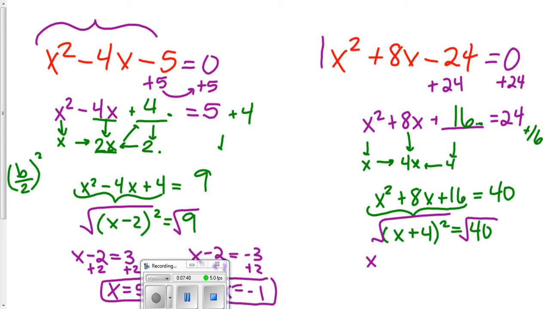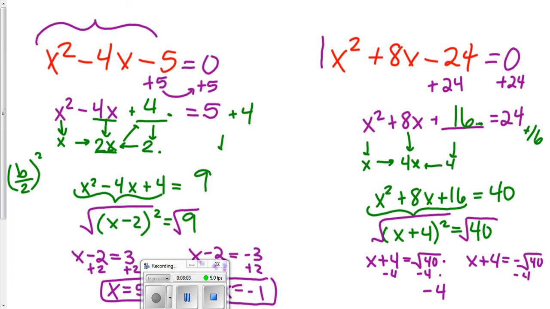No. So that means x plus 4 is equal to the square root of 40, or x plus 4 is equal to negative square root of 40, right? This is kind of yucky. If I subtract 4 from both sides, I can't really do that because it's a square root. So the other way of writing this would be for us to go ahead and just assume we're combining a negative 4 and a square root of 40 on both sides.